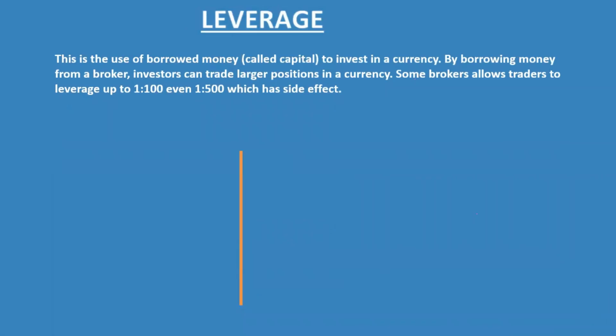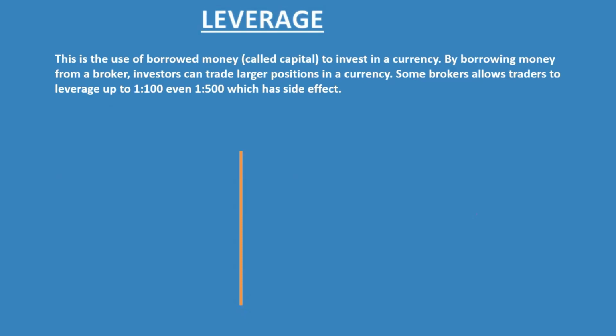So the next thing is leverage. What is leverage? This is the use of borrowed money called capital to invest in a currency. By borrowing money from a broker, investors can trade larger positions in a currency. Some brokers allow traders to leverage up to 1:100, even 1:500, which has side effects.